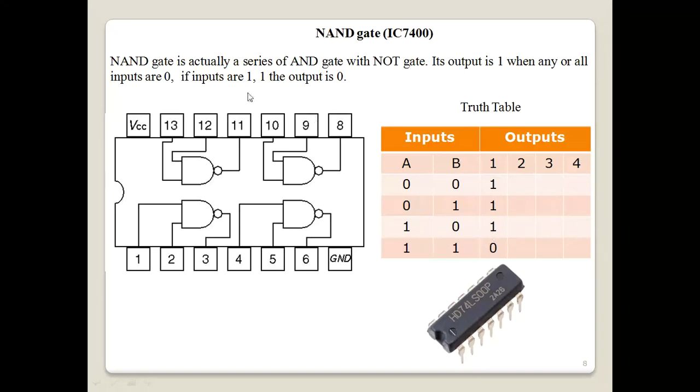This is the pin configuration of the NAND gate. Here 1 and 2 are the inputs, 3 is the output, 14 is plus VCC, and 7 is grounded. The same thing we have to verify for all the gates, 1, 2, 3, 4. We should get the results as 110, 110, and 110. This is the actual IC of the NAND gate 7400.